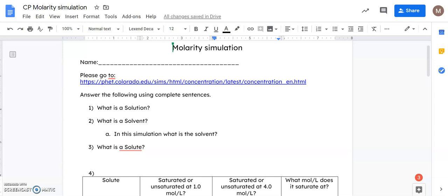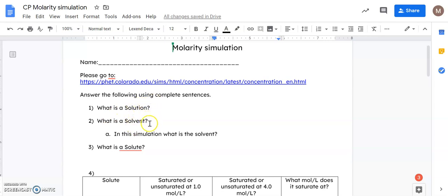Hi, CP chemistry students. I want to walk you through this molarity simulation so that it makes a little more sense before you dive into doing that. The link that you need to use is this PhET link right here, and we've done other PhET simulations before. You're going to have to get some answers to these questions here.